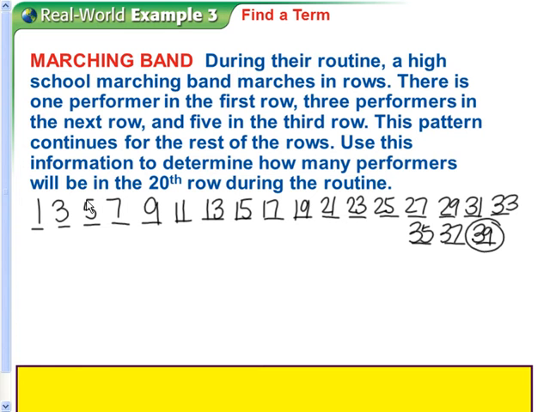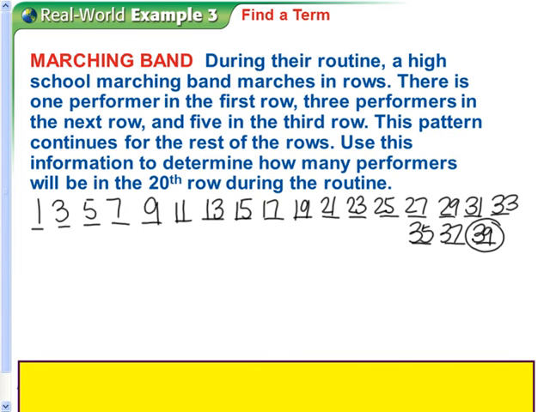39 looks to be our answer. So that means there will be 39 people in the last row. Now there are formulas for us to do this, but at this point we're just going to write things out. We're going to get to the formulas in the next lesson.